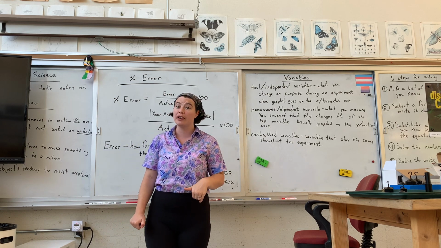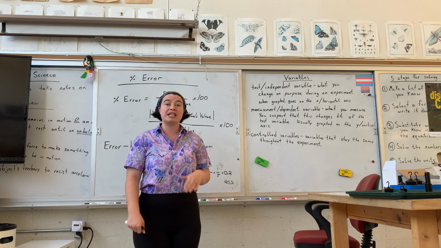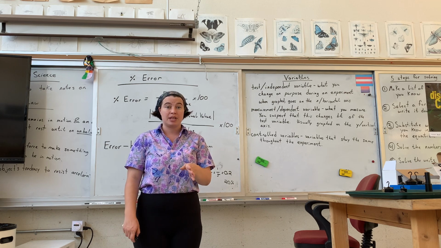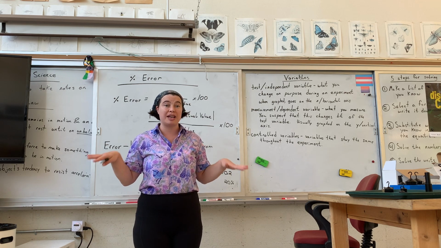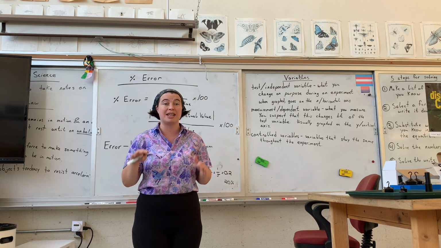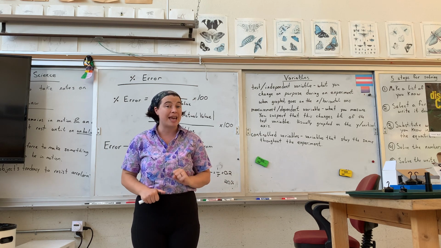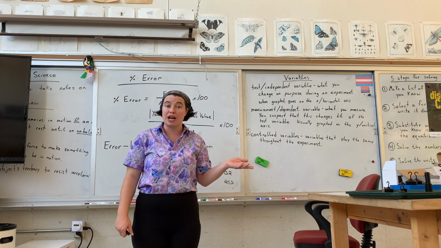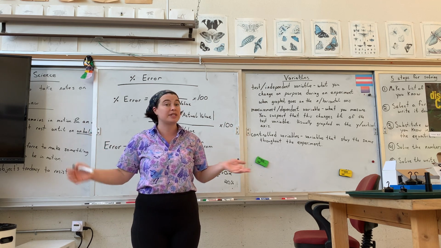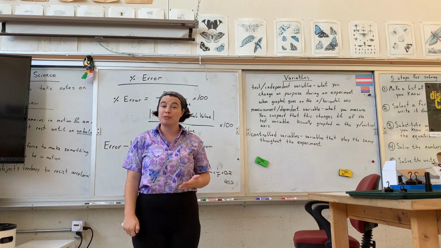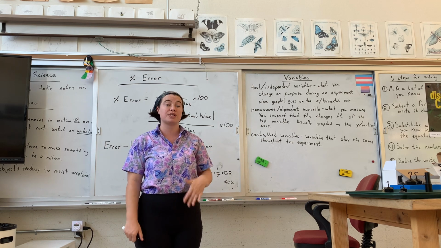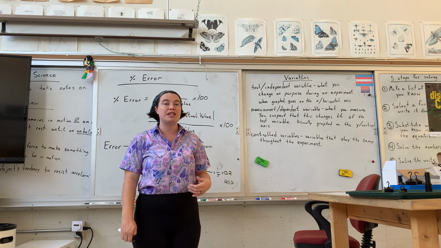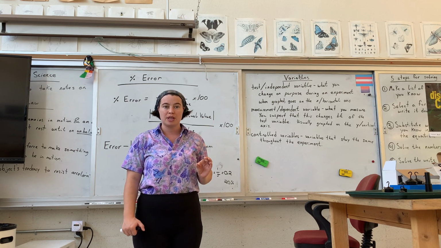With percent error, if you get it exactly correct, if you were 0 grams off, if I said something was 100 grams and it actually was 100 grams, my error would be 0. So I'd be taking that error, dividing by the actual value, and regardless of what the actual value is, I'd get 0 as my answer. I'd multiply by 100, I'd still have 0. So a percent error of 0 means you are exactly correct.